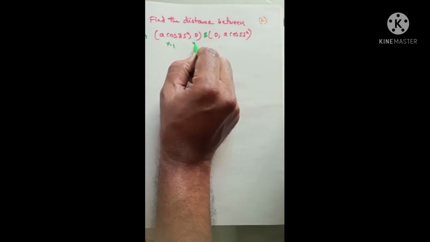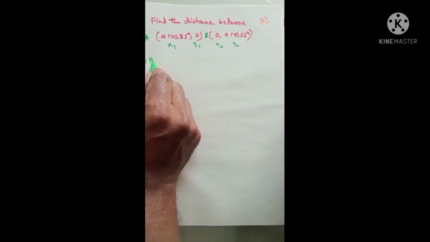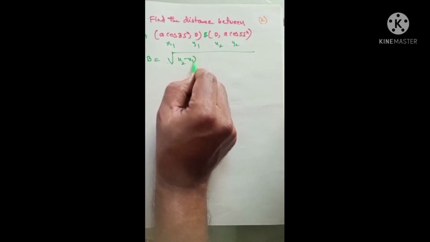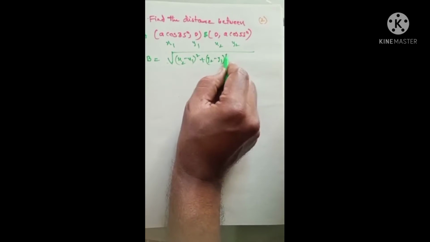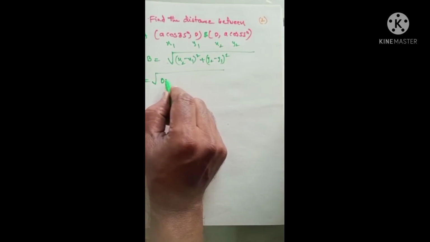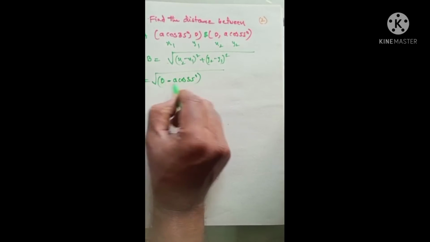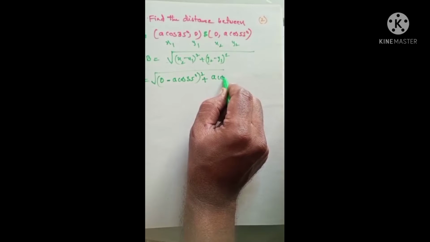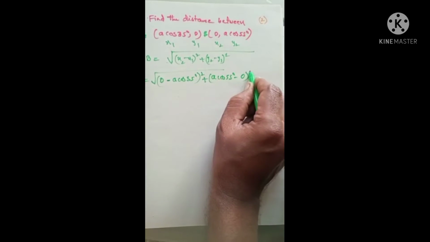This is x1, y1, and this is x2, y2. Now AB is equal to, what is my formula, beta? Under root of (x2 minus x1) whole square plus (y2 minus y1) whole square. This is the formula. Now you substitute the values, beta. x2 is 0, 0 minus of a cos 35 degrees, whole square, plus y2 is a cos 55 degrees minus 0, whole square.